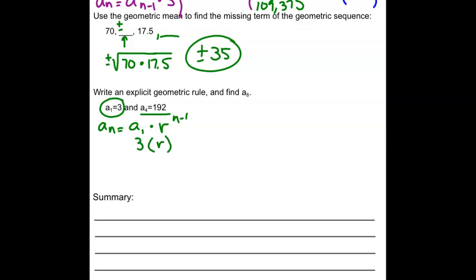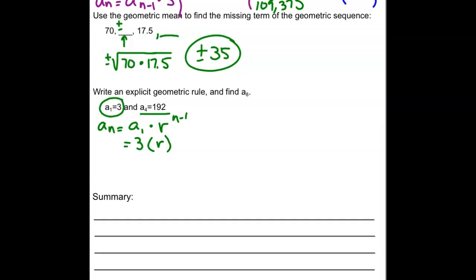We do not know r, but we do know that when we use an n value of 4, we get an answer of 192. So we can plug in a 4 for n, and we should get 192 for our answer. We can divide by 3. So we have r to the 4 minus 1, or third power, equals 64. And then we can cube root. So our r value would be the cube root of 64, which is just 4.